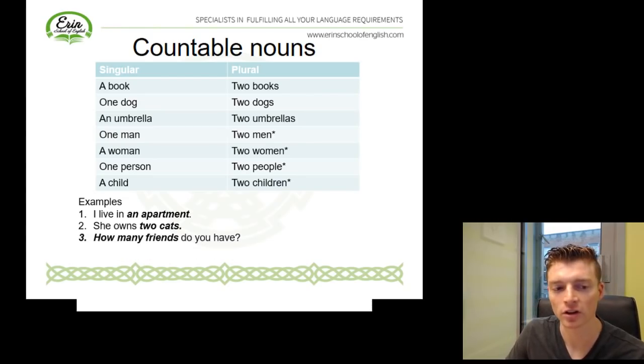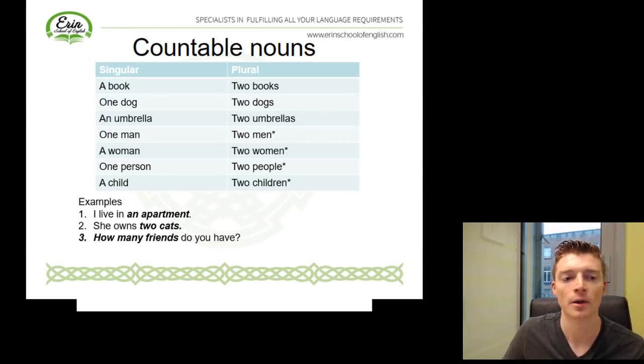And have a look here. How many friends do you have? So when we look at countable nouns in the plural form, we always use how many friends, not how much friends. So how many friends, how many books, how many people, how many children, etc.